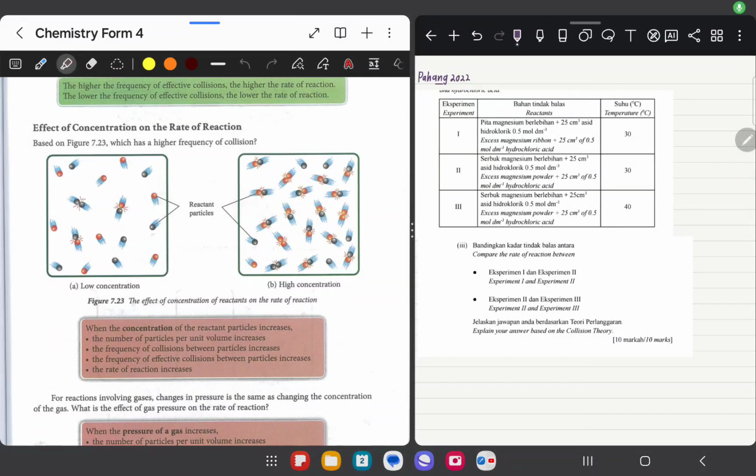Hi and welcome back to our educators. For today I'm going to talk about a new subtopic, which is 7.4 about the collision theory.